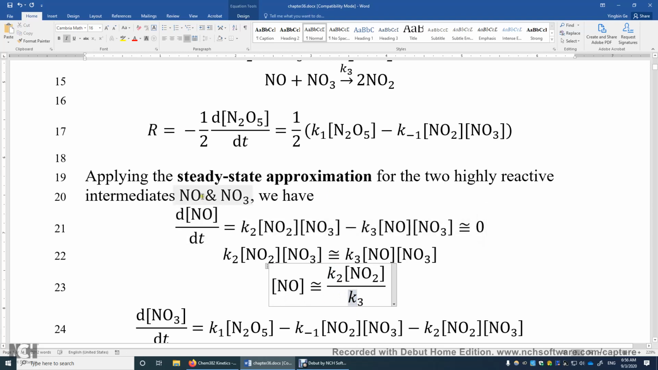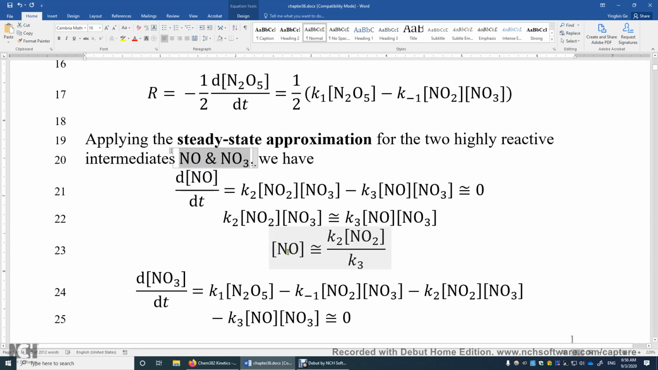So again, we apply the steady state approximation to the highly reactive intermediates in a chemical mechanism. But how do we know these two are highly reactive? One, you can do some literature search. Two, you can run some quantum mechanical calculations to determine which intermediates are highly reactive. So for now, I'm going to just tell you these two are highly reactive, and you can make the steady state approximation. So we got the first equation here.